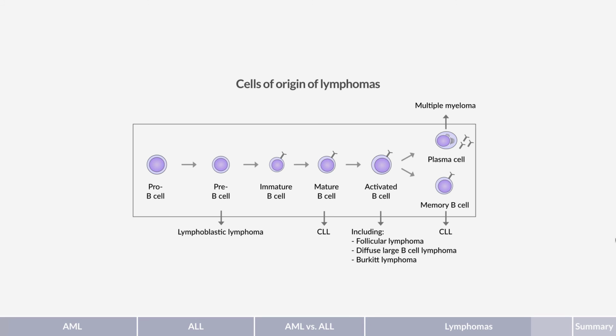Activated B cells are B cells that have been activated in the germinal center, where they pass through several stages. These activation stages appear to represent a risk for the development of certain lymphomas. In fact, an interesting mechanism has been identified in recent years that contributes to the development of these lymphomas.